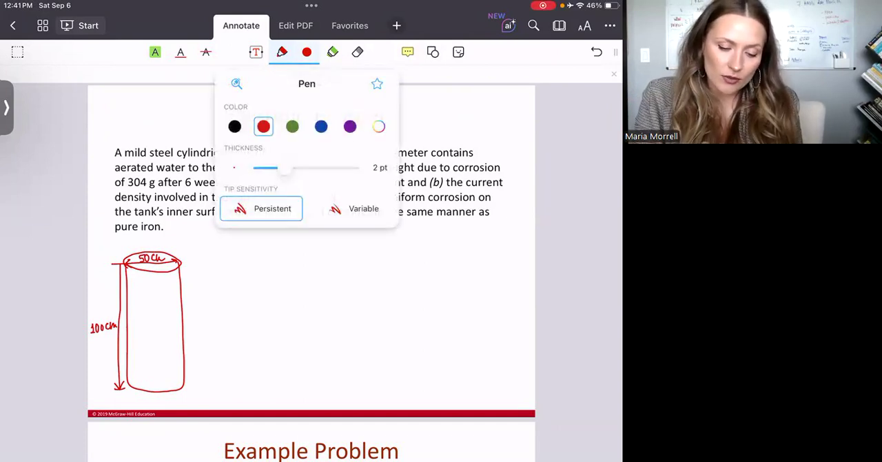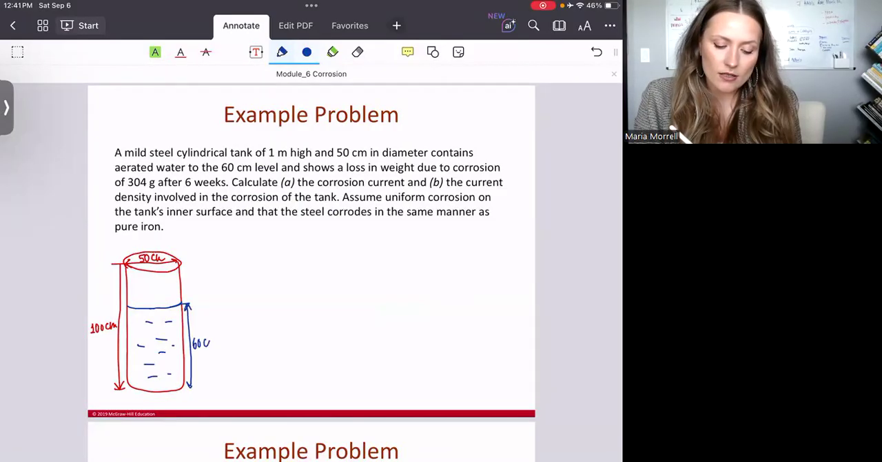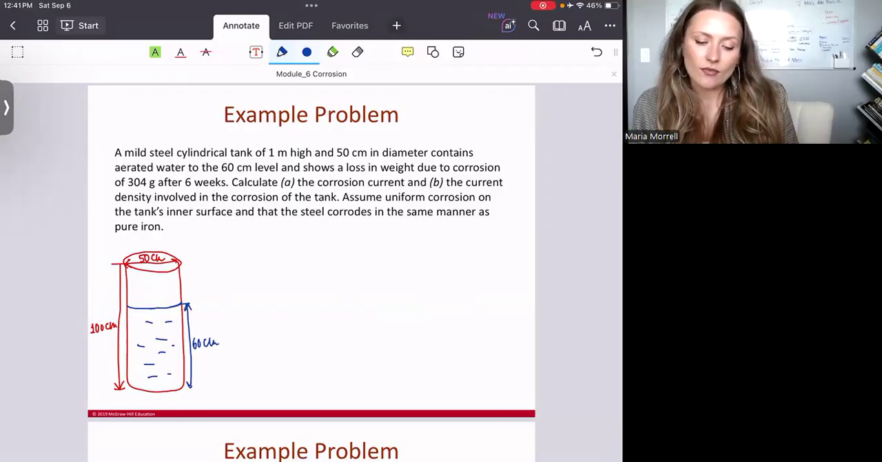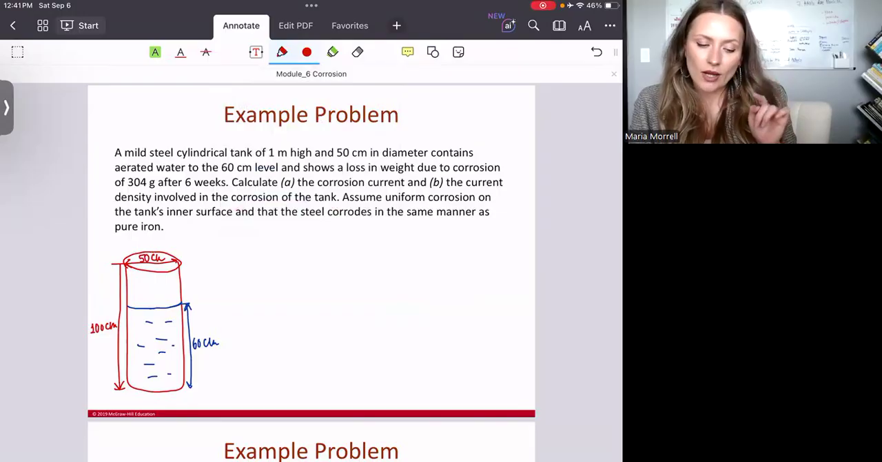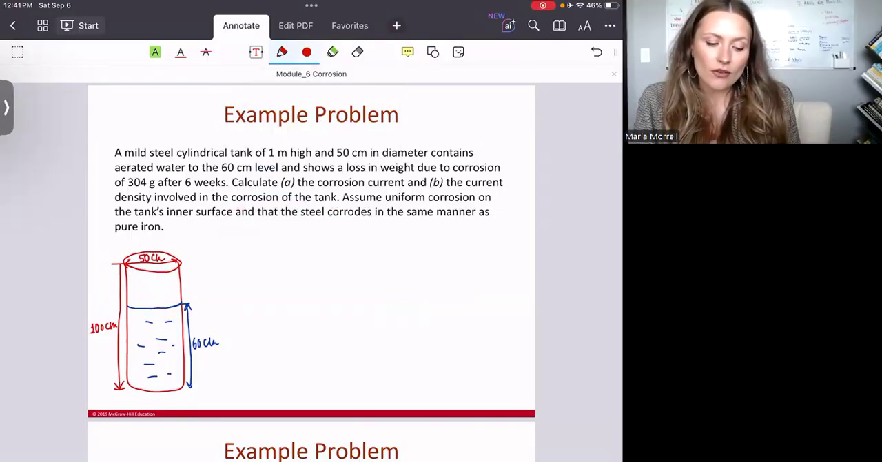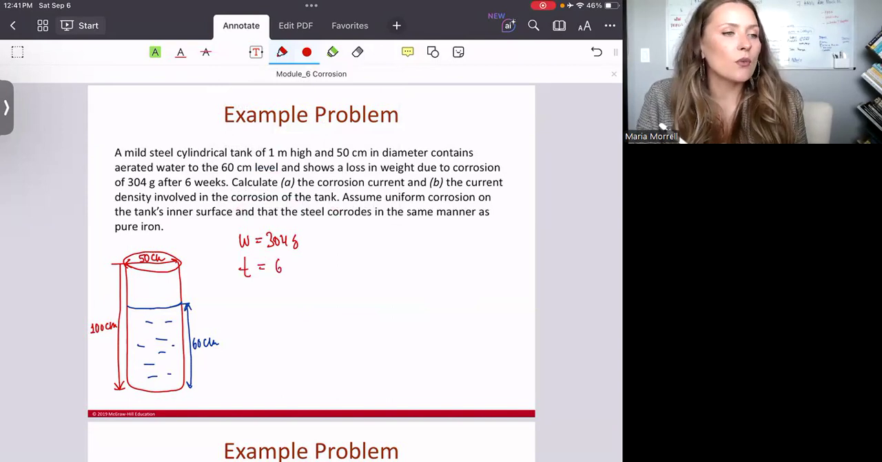Well, that's important. I have aerated water that is at this distance, 60 centimeters. Now, this tank shows a loss in weight due to corrosion of 304 grams after 6 weeks. The time is 6 weeks.